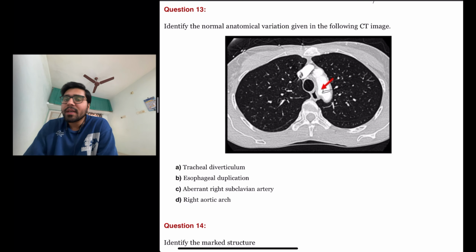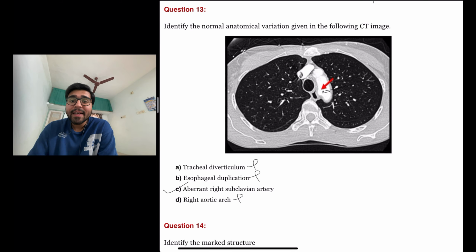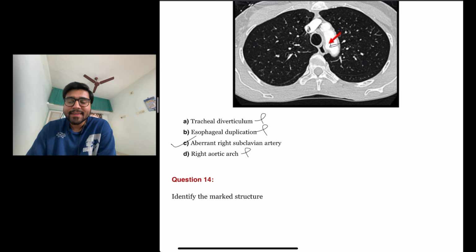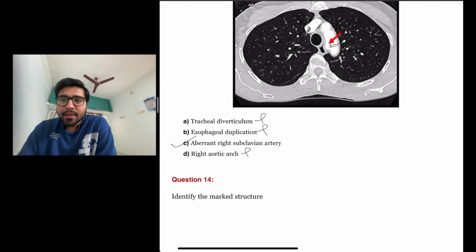Next question is identify the normal anatomical variation given in the following CT image. This is the normal anatomical variation. It is showing the aberrant right subclavian artery. Because this is not a diverticulum, this is a pulmonary trunk that is showing aberrant right subclavian artery. This is not esophageal duplication, as well as this is not a right aortic arch. This is a left-sided image pointing in the area of left lung hilum. So this one is aberrant right subclavian artery, which has an aberrant course with the pulmonary trunk that is shown in the image. The next question is identify the marked structure.